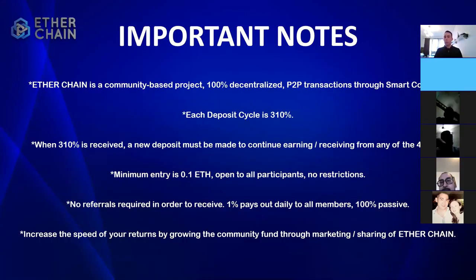Now, of course, as we said, you can increase the speed of your returns by growing the community fund through marketing and sharing of EtherChain. Again, this is the most fair, just, and equal fund you can find. Everyone receives 1%. Everyone receives 310%. And everyone receives rewards based on their efforts to help grow the community above and beyond the 1%. The more you do to help this community grow, the more you will receive.